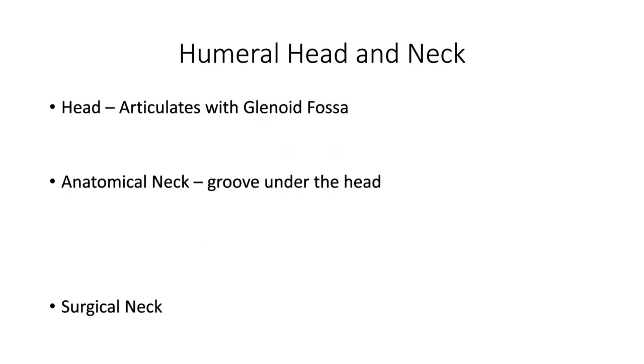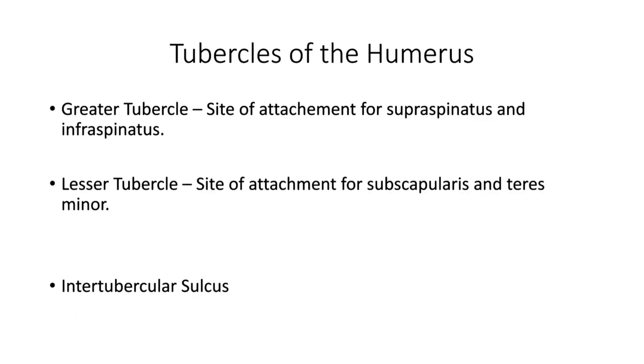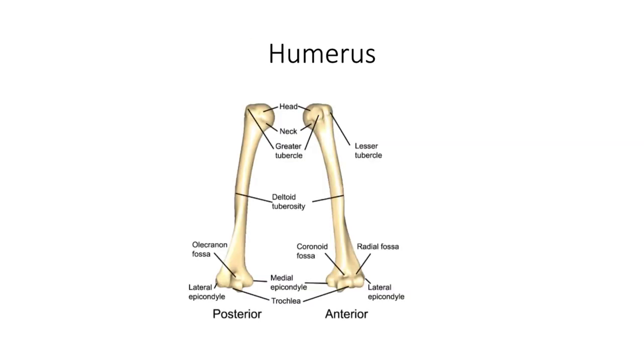The head articulates with the glenoid fossa of the scapula, and this forms the glenohumeral joint. And then the anatomical neck is the groove under the head, and then there's a surgical neck further down, inferior to the tubercles of the humerus, and it's called the surgical neck because it's more often fractured than the anatomical neck. The tubercles of the humerus are the greater tubercle and the lesser tubercle.